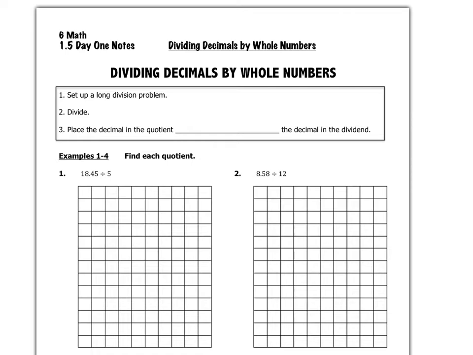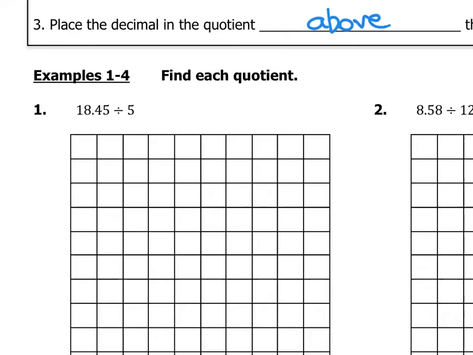When you're dividing a decimal by a whole number, you will first of all set up a long division problem, divide like normal, and then remember to place the decimal point in your answer, which we call the quotient, directly above the decimal point in the dividend. So we're going to practice a few examples of that now, starting with 18.45 divided by 5.